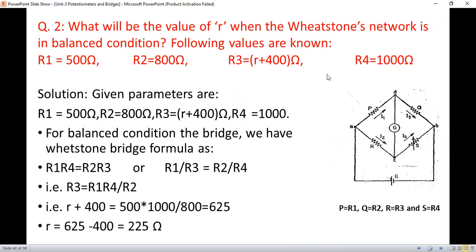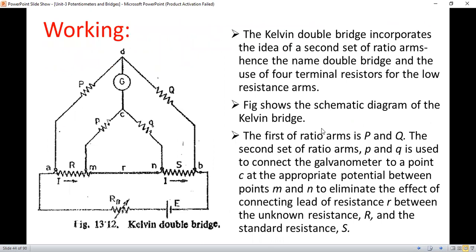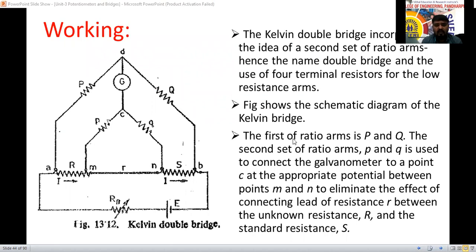So we'll go for the next, that is called the Kelvin double bridge. For the Wheatstone bridge, it has some limitations: it is not suitable for low values of resistances. So to identify low values of resistance, Kelvin derived one bridge, that is called the Kelvin double bridge. Why double bridge? Previously we were using P, Q, R, S, but it has one more bridge inside that bridge, that is, two extra arms P and Q. So this acts as one bridge, and from here to here it acts as another bridge. For that reason, we call it the Kelvin double bridge. To identify low resistances, we are going to use this circuit.